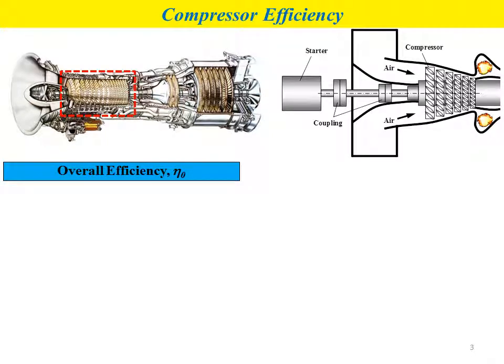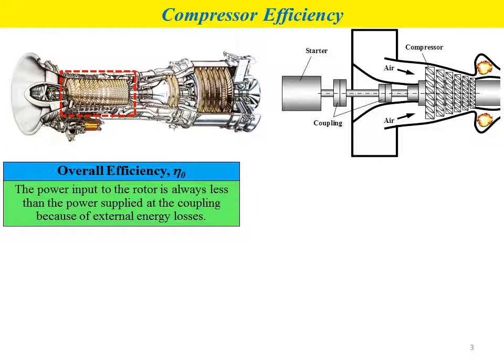Okay, so the first general efficiency equation for the compressor is overall efficiency, mu 0 or mu naught. The power input to the rotor of the compressor is always less than the power supplied at the coupling because of external energy losses. In order to explain this statement, we need to refer to the schematic diagram of the compressor and also the electric motor. From the figure we can see that energy is supplied to the compressor by the electric motor, or by the starter, or by the turbine.